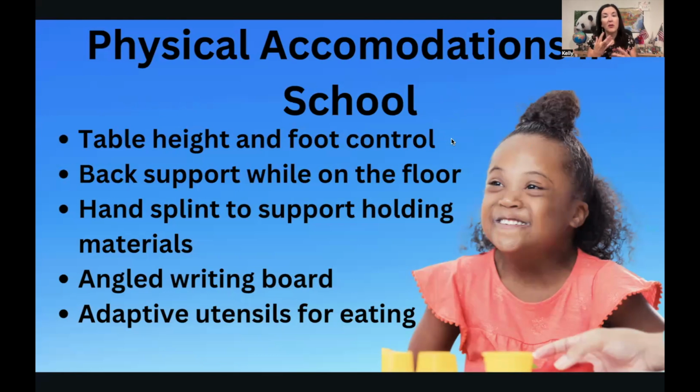Hand splint to support holding materials. Again, goes along with the low muscle tone. Angled writing board. Adaptive utensils for eating.